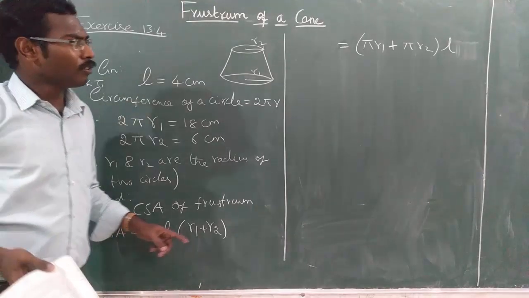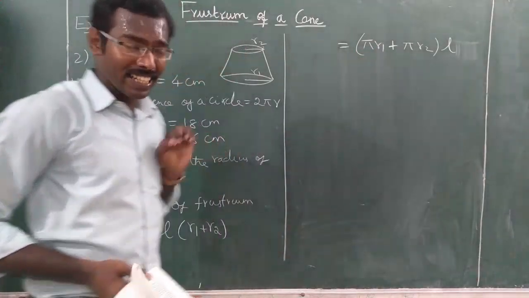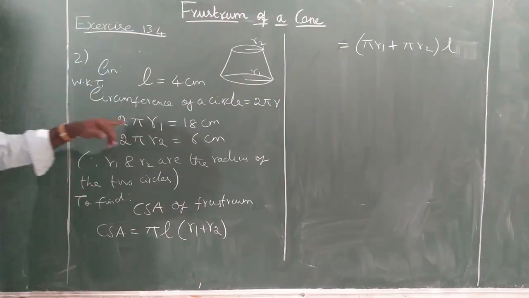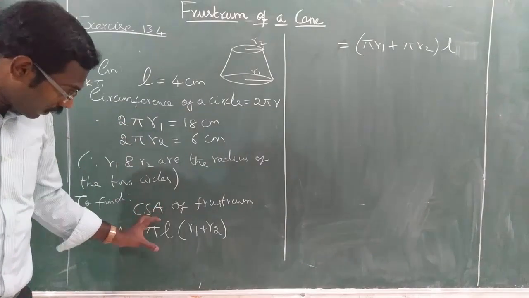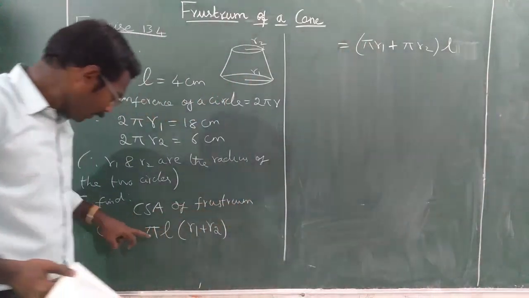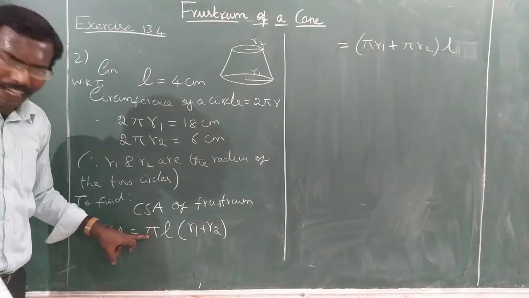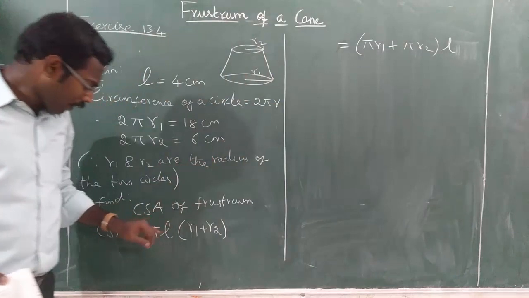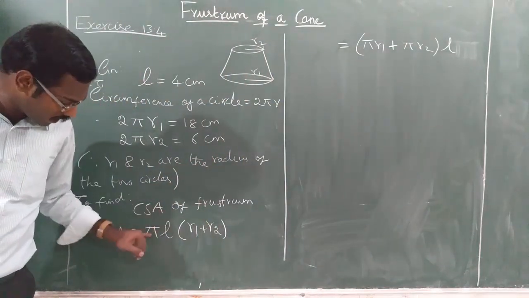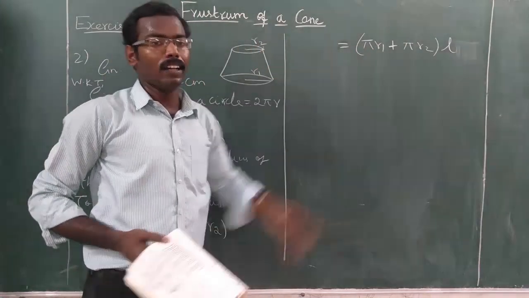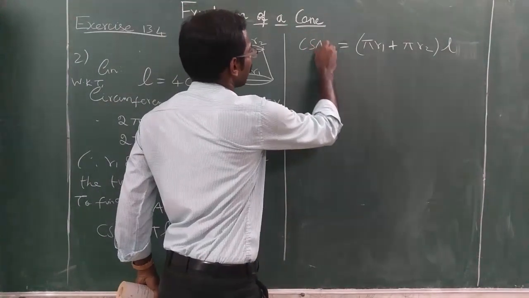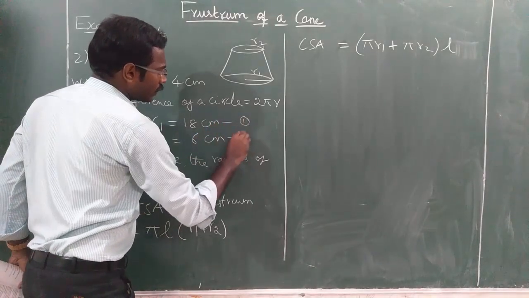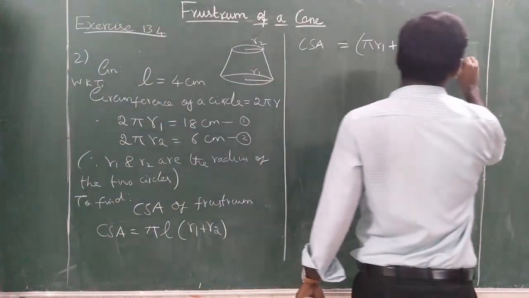You may get confused why I am doing it like this. See here, in the given data, the radius value is not directly given. So pi R1 and pi R2 are needed, so we have to convert this into the form of pi R1. Pi into R1 is pi R1, plus pi into R2 is pi R2. I just multiplied the inner values with pi. So this is the CSA. Understood or not? Now I am taking this as equation 1, this as equation 2, and this as equation 3.